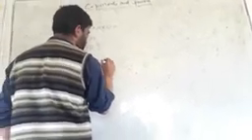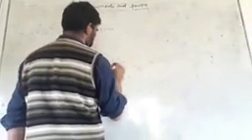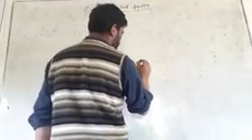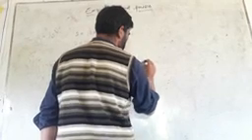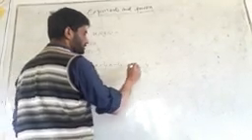Or if you have the number minus 4 raised to power 3, it can be written as minus 4 into minus 4 into minus 4, because it is 3 times. 4 4s are 16, 16 4s are 64. Minus into minus is plus, plus into minus is minus, so the answer is minus 64.